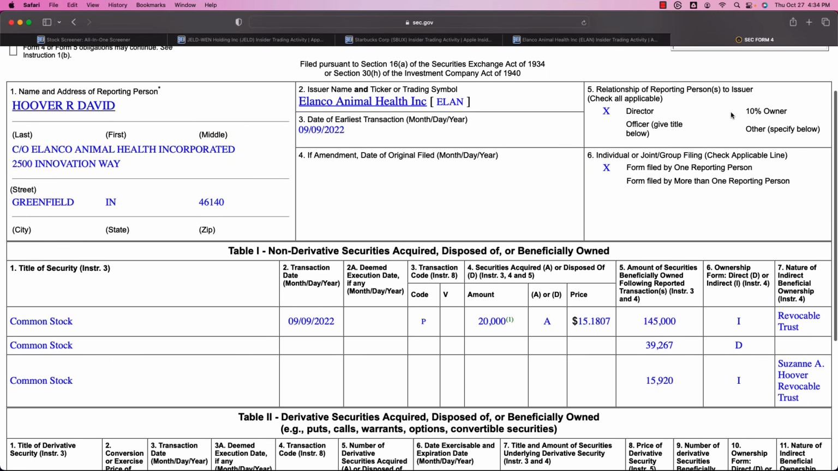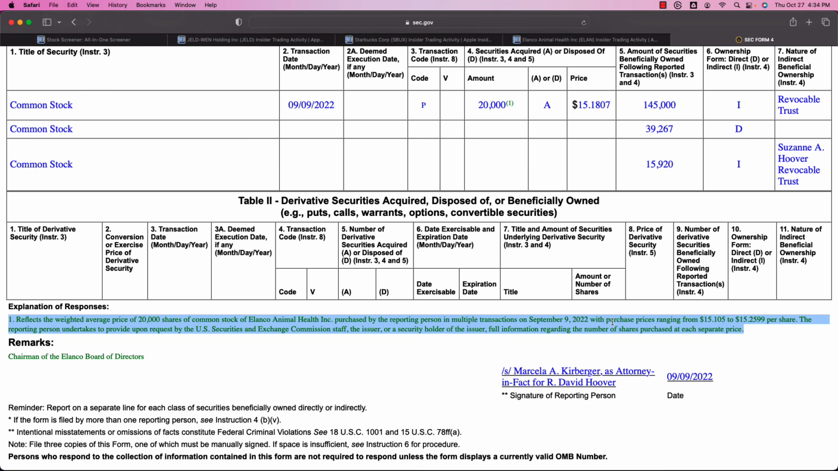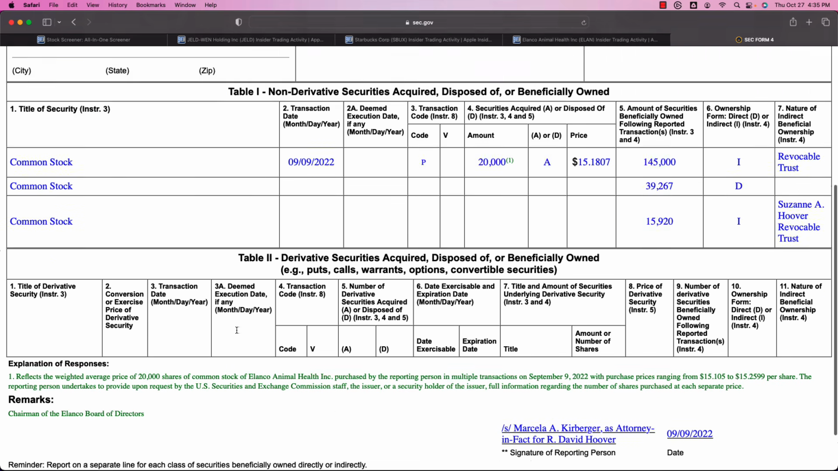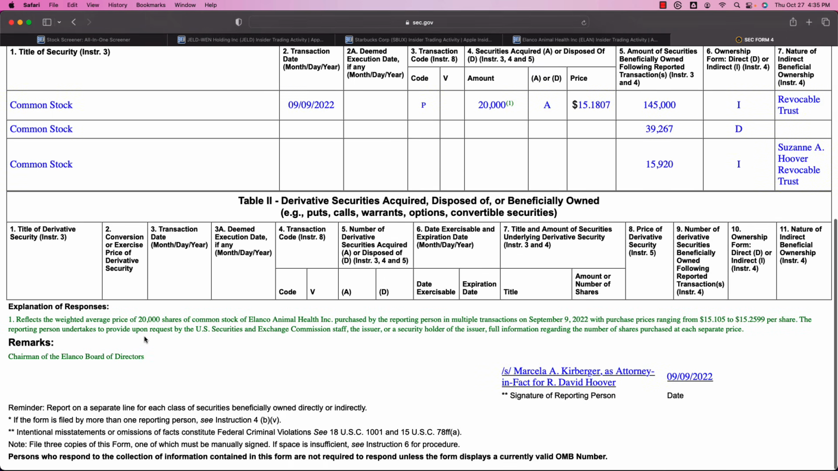But anything they need to clarify will be listed down in here. And then, as you saw up here at the top, their position as the director, they've clarified down here in the remarks, is chairman of the Elanco Board of Directors. Okay? And then, of course, this is always signed by their attorney, as attorney in fact for R. David Hoover, dated, and that's it. And that's what a Form 4 looks like.